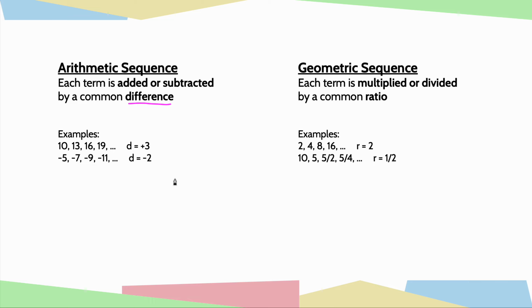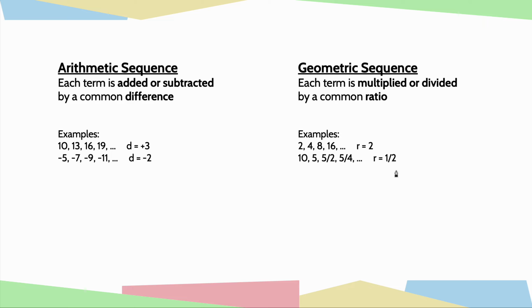Now let's contrast that to a geometric sequence. So in this case, each term is multiplied or divided by what's called a common ratio. So here's an example. If we start with 2 and we multiply by 2, we'll get 4. If we multiply by 2 again, we would get 8. Multiply by 2 again, we would get 16.